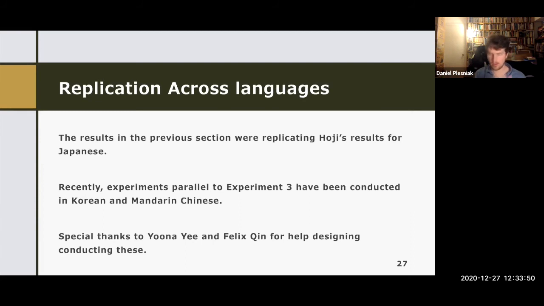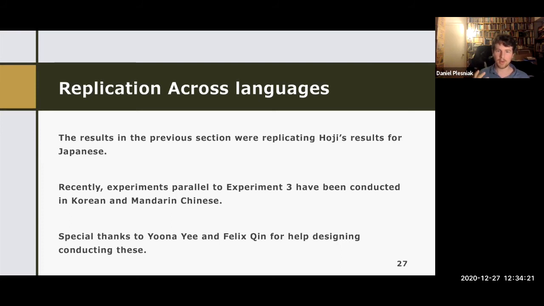And now looking at the different languages, I should first note that the English results in the previous section were actually replicating Hajime's results for Japanese. So even what we just saw was already a replication of something that was found in another language. But recently I've been looking at experiments in Korean and Mandarin Chinese, and I give a special thanks to Yuna Yi and Felix Chen, at least one of whom is here, they may both be here, for helping me to design and conduct those.